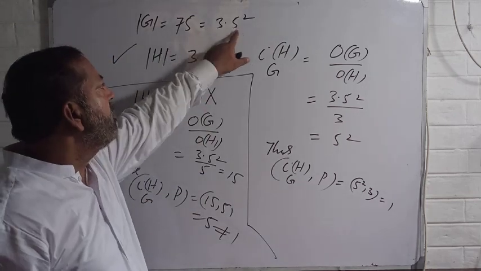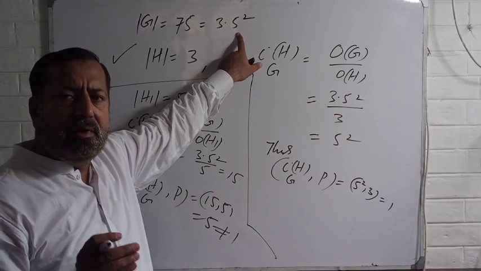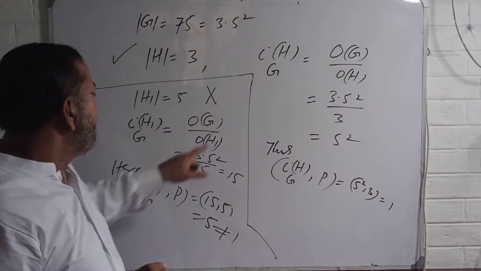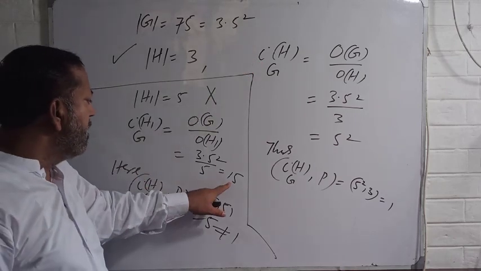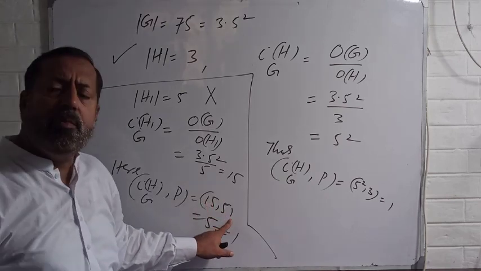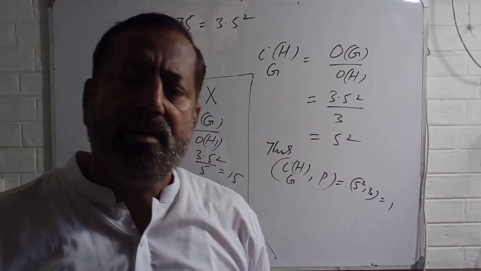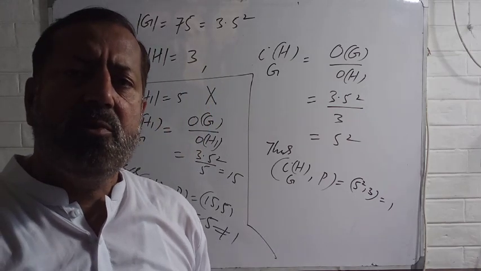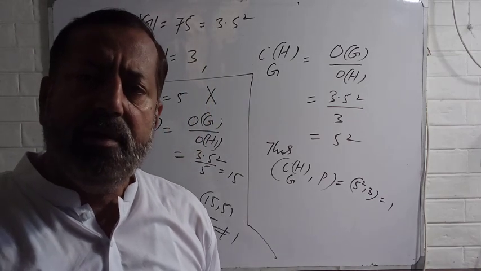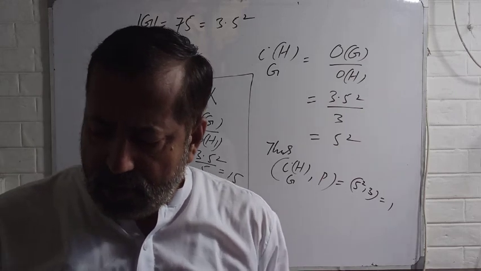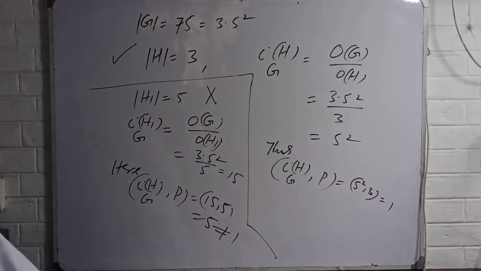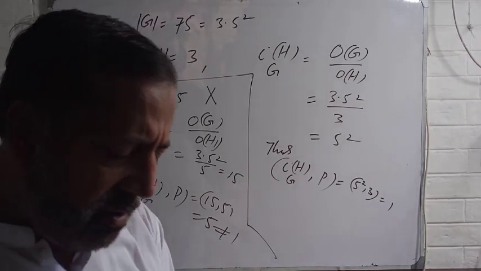Okay, so if you put 5 square, then it will work, because the index of H in G would be equal to 3, and 3 and 5 are relatively prime. So a group of order 25 is in fact a Sylow 5 subgroup in a group of order 75, right? So now we have the First Sylow theorem. What is that theorem? We will write its statement, and we are going to prove this.